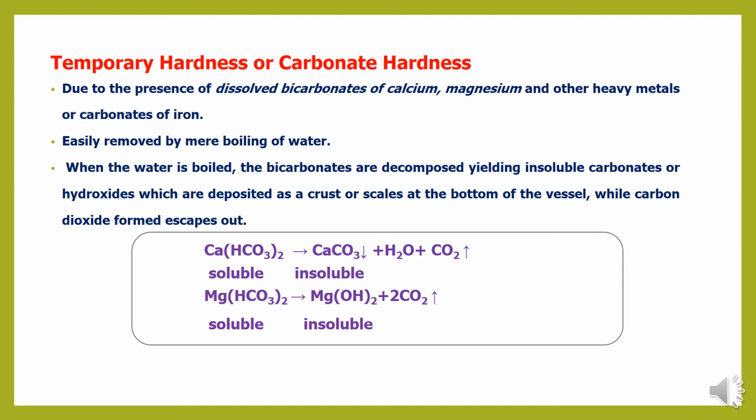The next one is about boiling water. The reaction is shown here. The bicarbonates get easily decomposed. They yield insoluble carbonates or hydroxides. They later get deposited as a crust. You also call them a scale, which is found at the bottom of the vessel. Carbon dioxide, a gas that is formed, simply escapes out of the reaction. The equation is represented here for a quick reference.